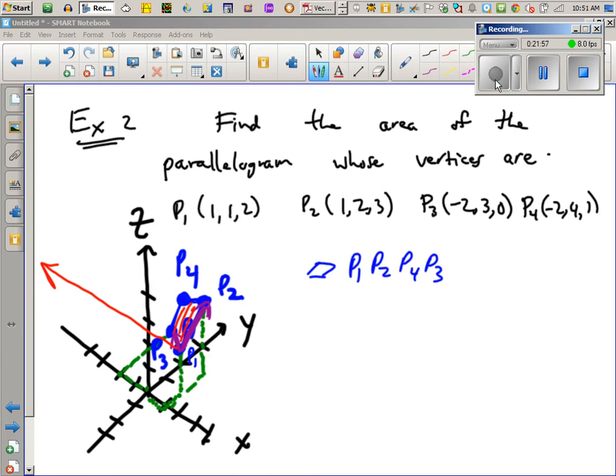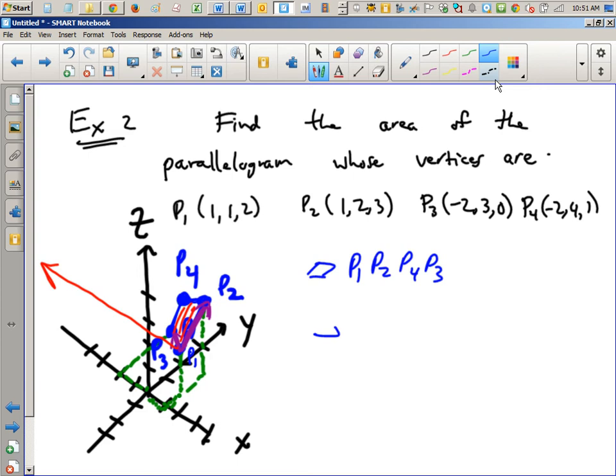So my strategy is to find the cross product between the following purple vectors, P1, P2, and P1, P3. We'll find the cross product, and then I'm going to take the magnitude.